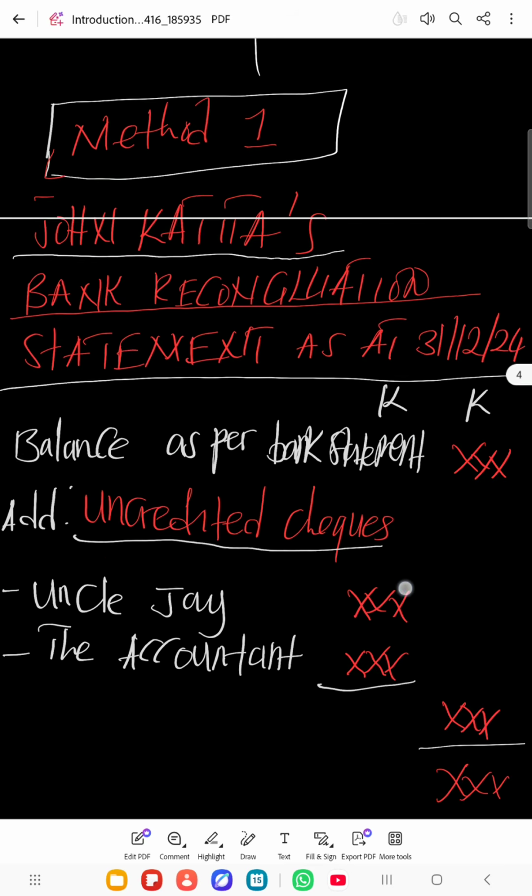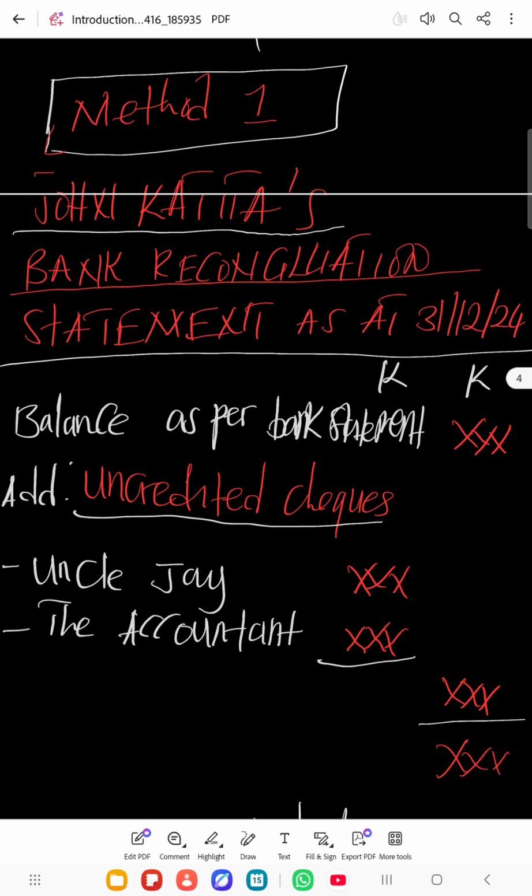And then we also look at the format. We have two formats for a bank reconciliation statement: method 1 and method 2. Method 1 goes as follows. You always have to write the title.